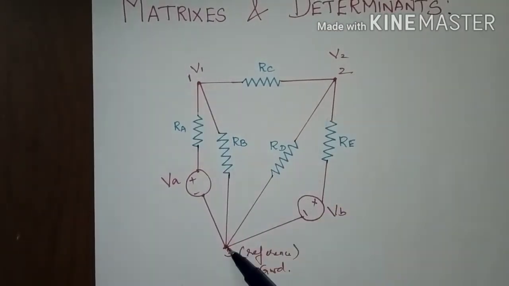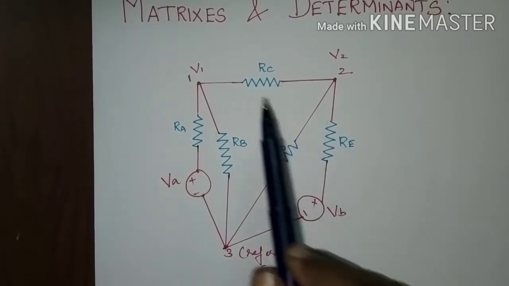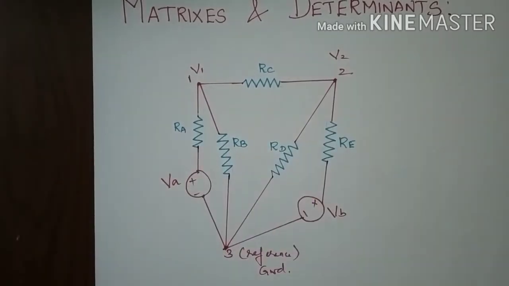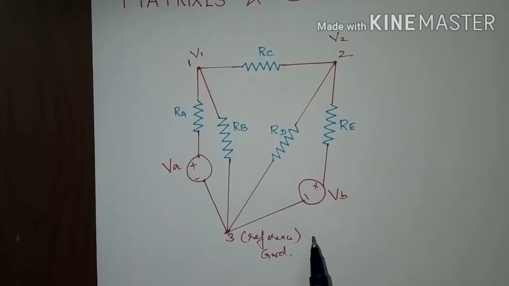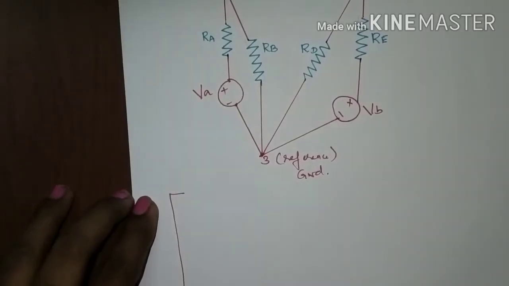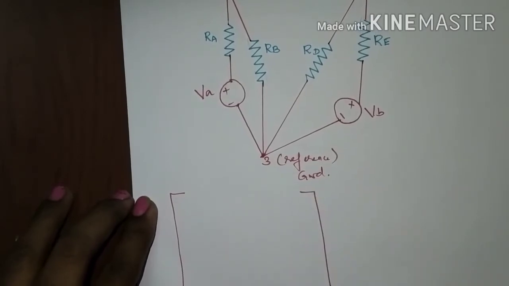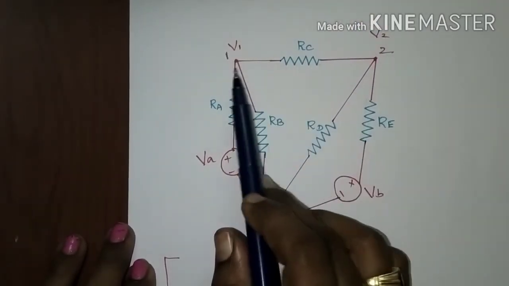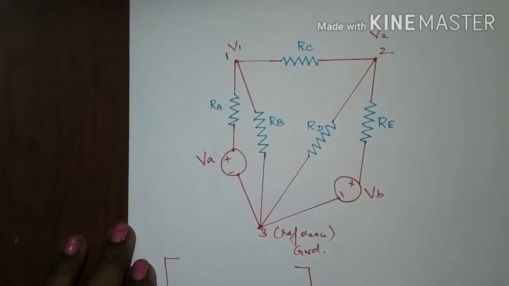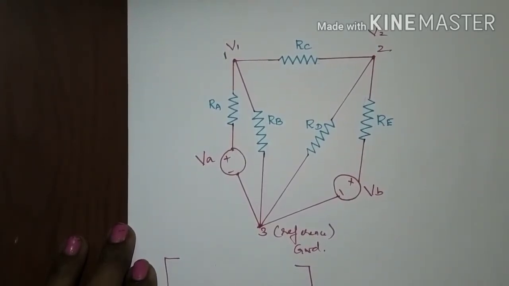So 3 nodes are there, one node has been taken into ground. So we have to write the equation for the remaining 2 nodes. So the number of equations will be reduced from 3 to 2. So we can draw the matrix. We will get a 2 cross 2 matrix since the number of nodes is 2, and the equations are also 2. So the 2 cross 2 matrix requires 4 elements.